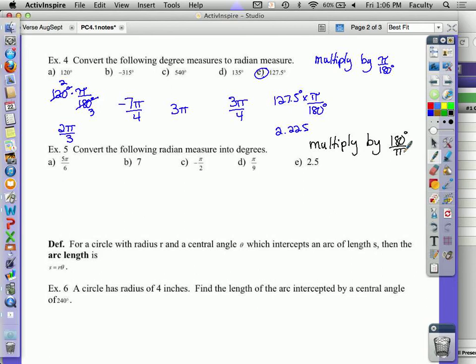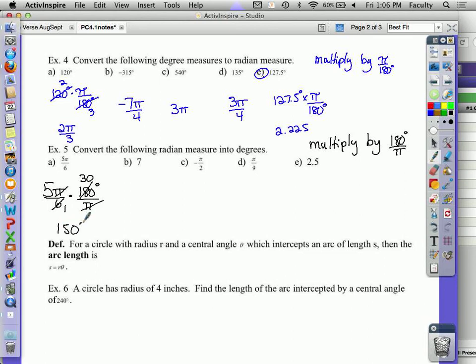To convert from radians to degrees, and you remember we did this last year, so far we haven't really done anything new. We're just trying to remember it. You're going to multiply by 180 degrees divided by pi. So let me do the first one with you. You would take 5 pi divided by 6 times 180 degrees divided by pi. So I cancel the pi's, and then 6 goes into 180 30 times.